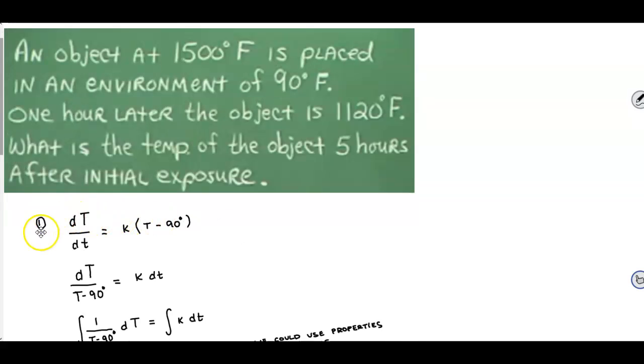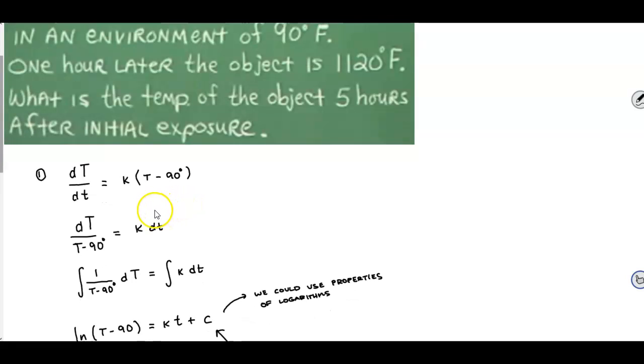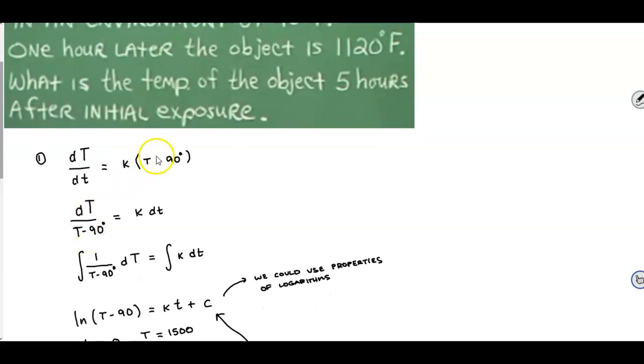So the formula, the differential equation that we're going to use is dT, capital T, which represents temperature, divided by dt, lowercase t, which represents time, which is equal to a constant k times the quantity, temperature minus 90 degrees. Now, if we wanted to apply the separable equation rule, we can divide both sides by T minus 90 degrees and then multiply both sides by dt.